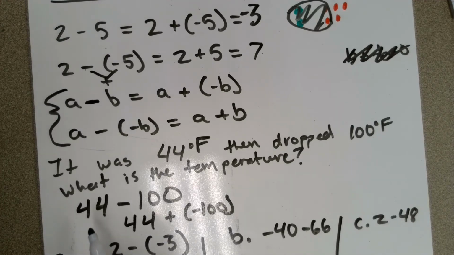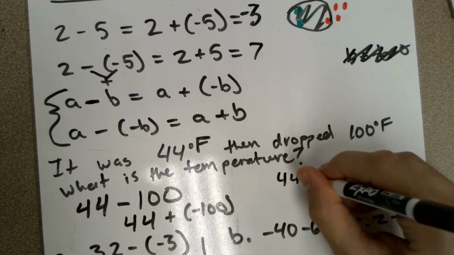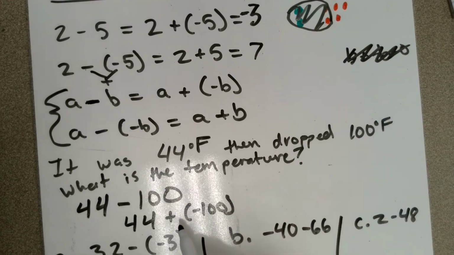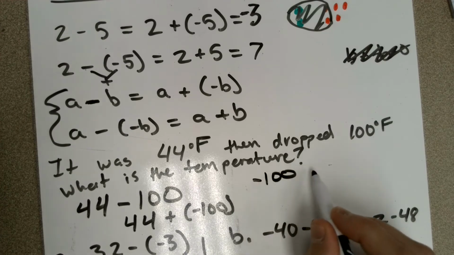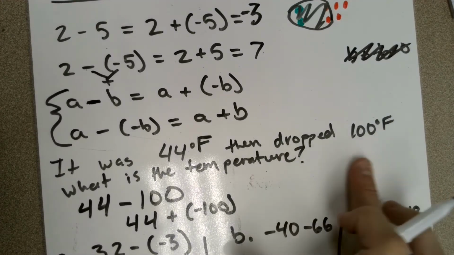So I'm just going to do some mental math here. I know if we had 144 and we minused 100, it'd be 44. That doesn't matter for us right now. So I'm going to do 44 minus 100. Thinking about that, I could also think about this as negative 100 plus 44. There's a lot of different ways I can think about this. Use whatever works best for you.